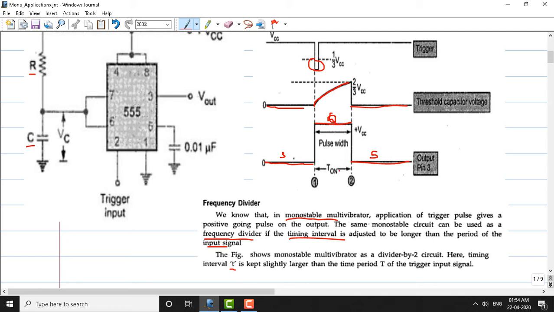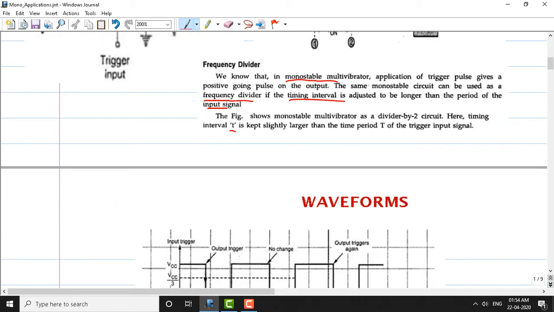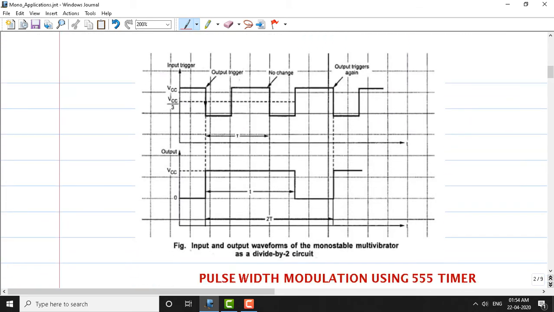This t should be larger than the time period of the trigger input signal. If we satisfy that condition, then this circuit will work like a divide by 2 circuit here. And if we observe the waveform, we will get to know that. So the first waveform shows the trigger pulse. This level is VCC by 3, and the higher level is going to be VCC here.